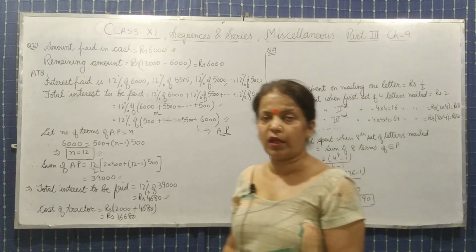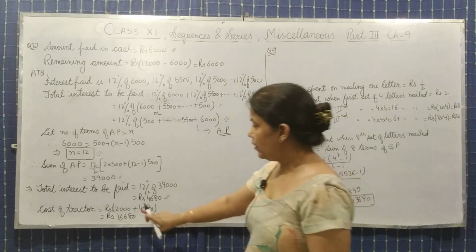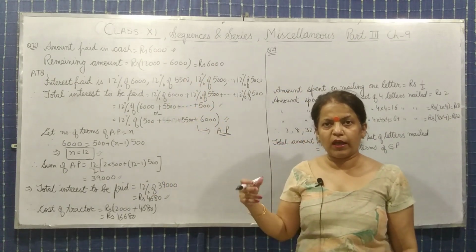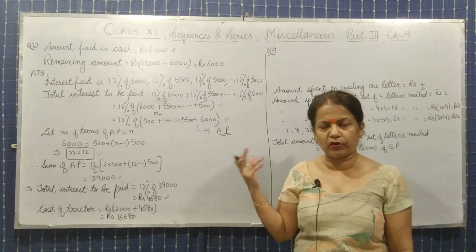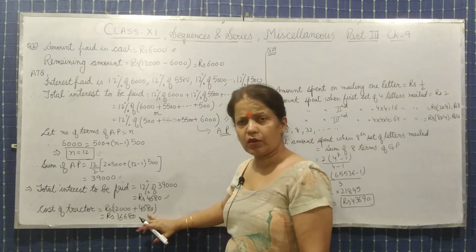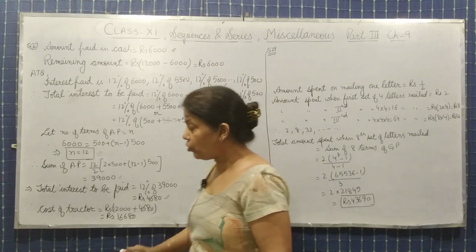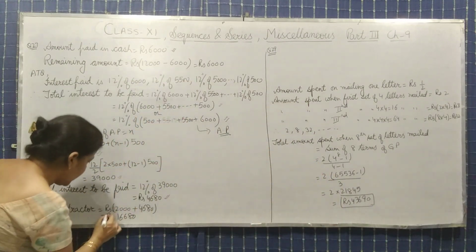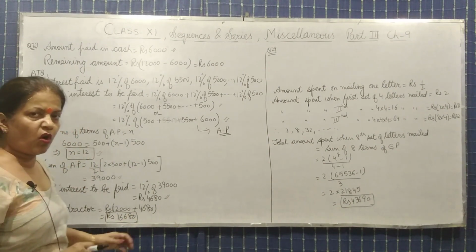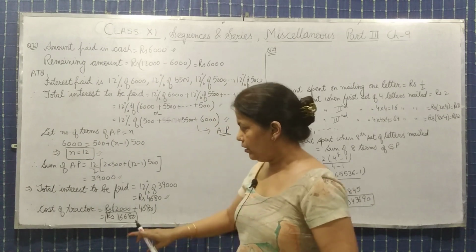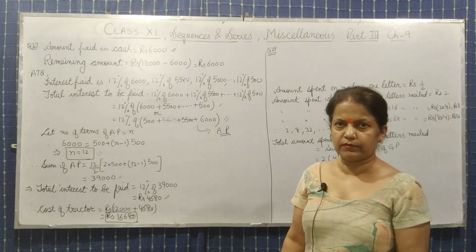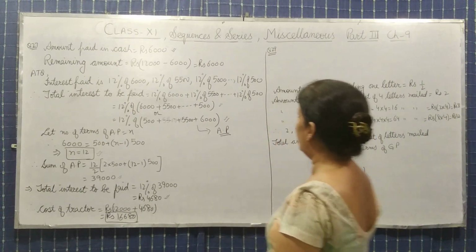So how much total amount does he have to pay now? 12,000 he already has to pay. He purchased the old tractor for 12,000 plus interest, that is 4,680. So the cost of the tractor was 12,000, and after paying the interest, the cost of the tractor will be 16,680 rupees. Clear?